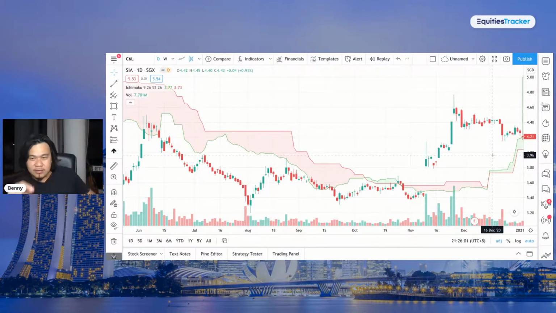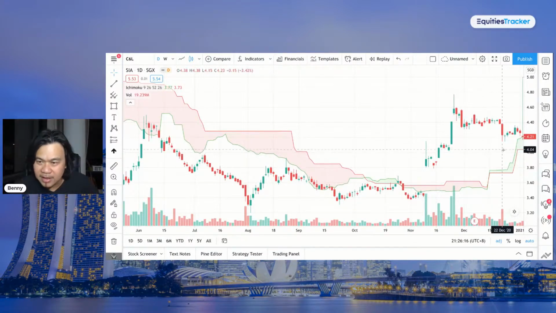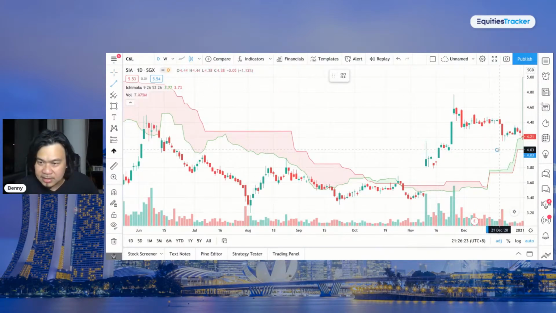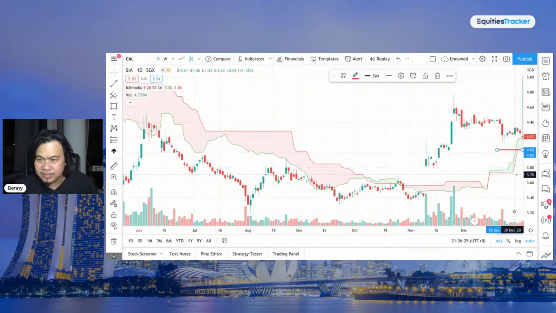So now the question, right, in a pullback like this, is the price going to continue its uptrend? Okay, so I know right now that the price can continue its uptrend as long as it stays above the cloud. So staying above the cloud means what? That means if you look at the cloud, the bottom line of the cloud at that point of time is here. That's the bottom, isn't it?